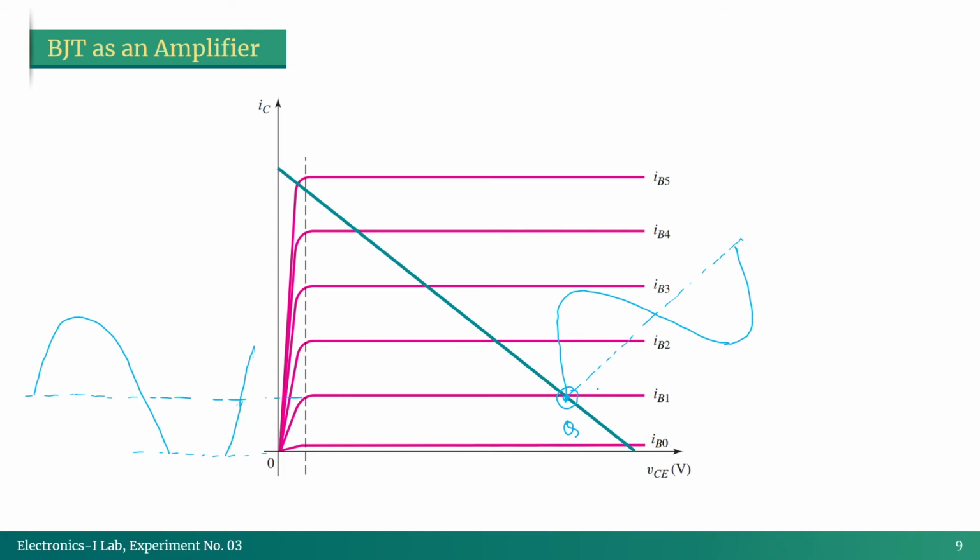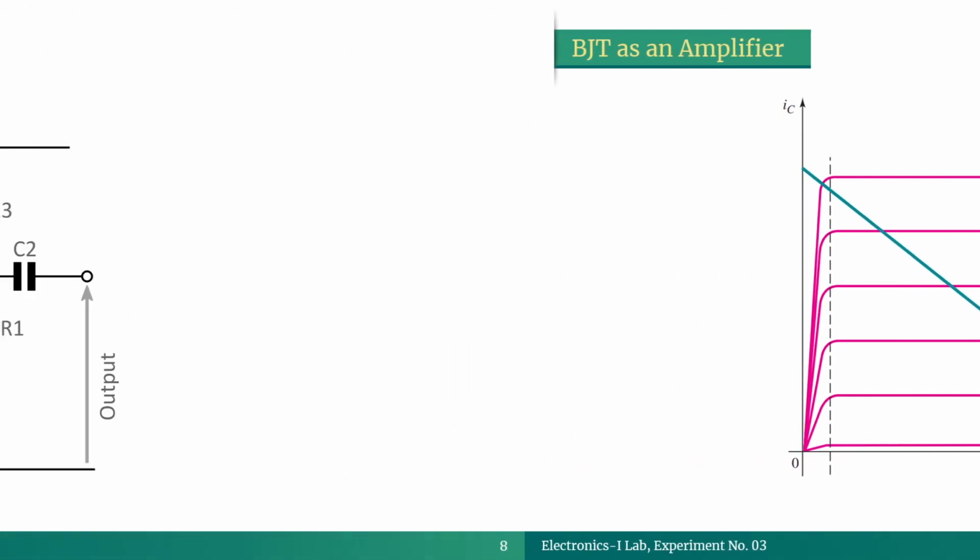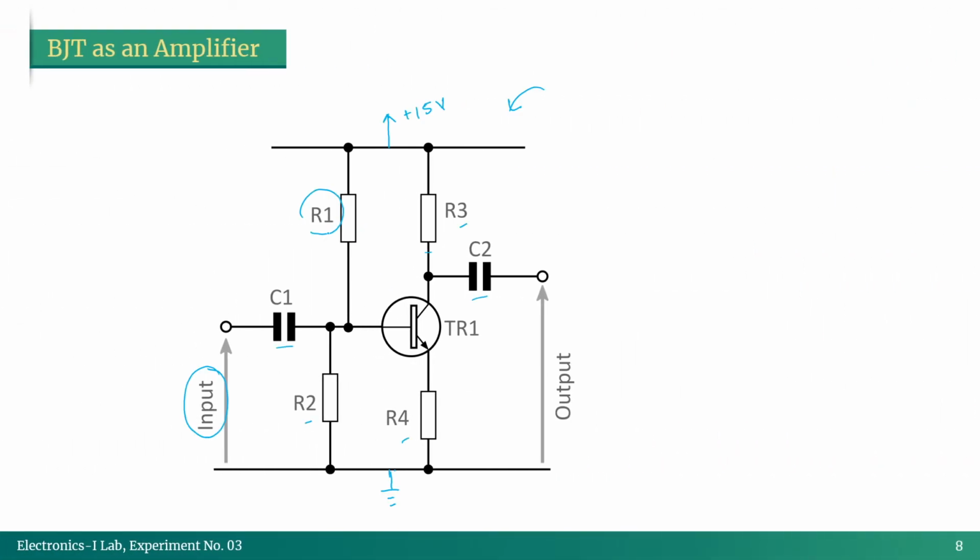So because of this Q point, we are not seeing some portion of our output signal, which is chopped off. That's why we need a proper Q point, so that both the positive portion and negative portion of our output can be properly shown. So in our lab sheet, obviously these values of R1, R3, R2 and R4 are taken such that we get a proper Q point, so that we get a proper output.